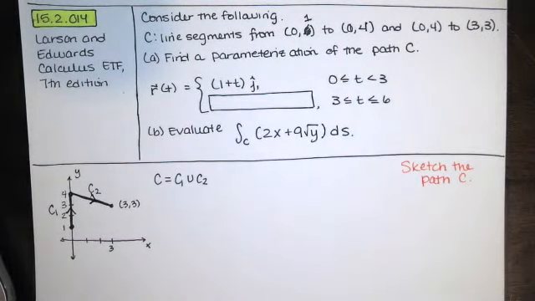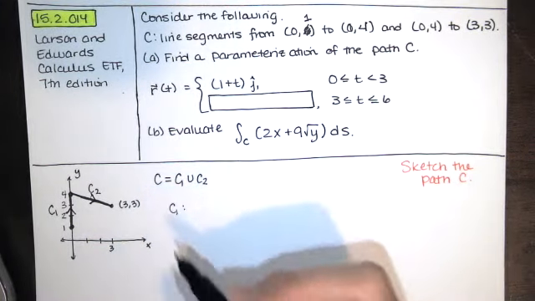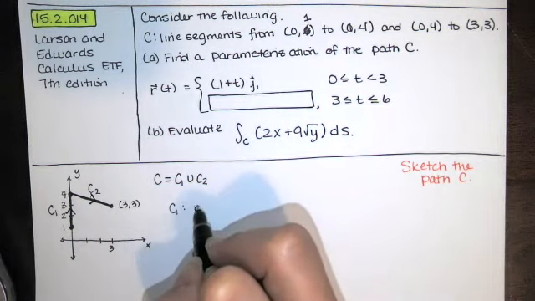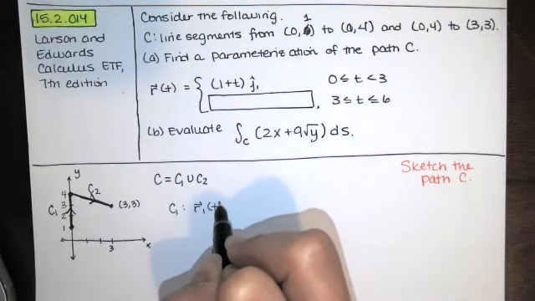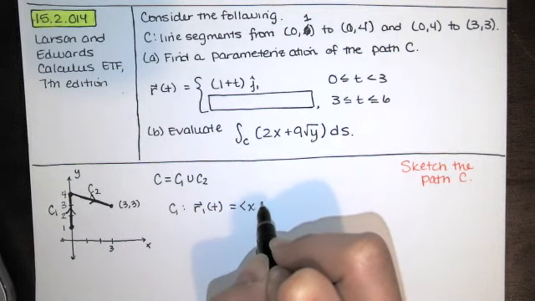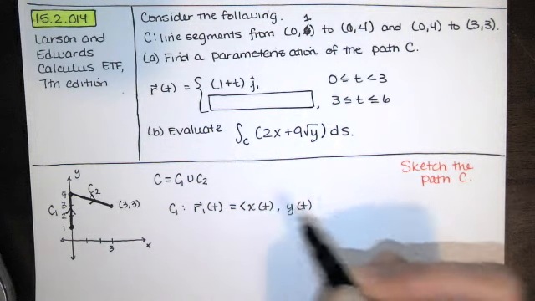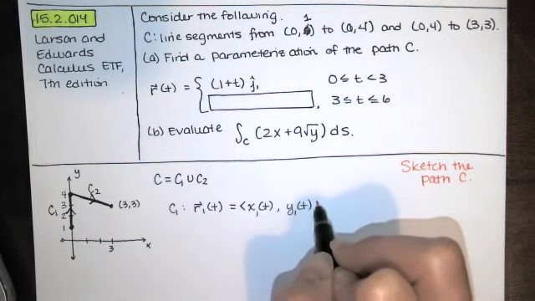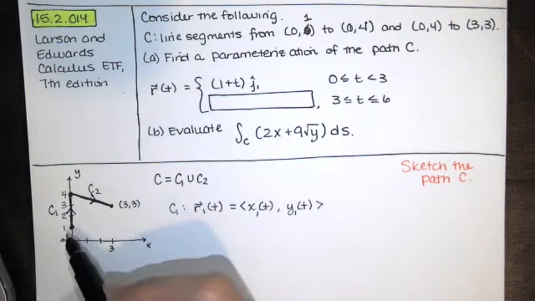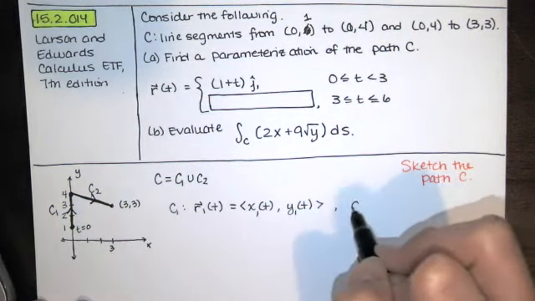And then the question becomes, well, how do I parameterize that? Well, you just look at one piece at a time. So let's look at C1. I will say that that is parameterized by the vector valued function R1 of t with components x of t and y of t. If you want, you can put x1 of t and y1 of t. It's not necessary. And I want to start here at this location when t equals 0.